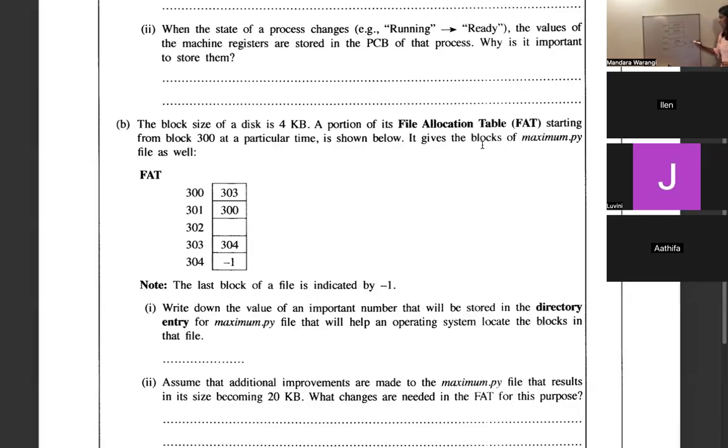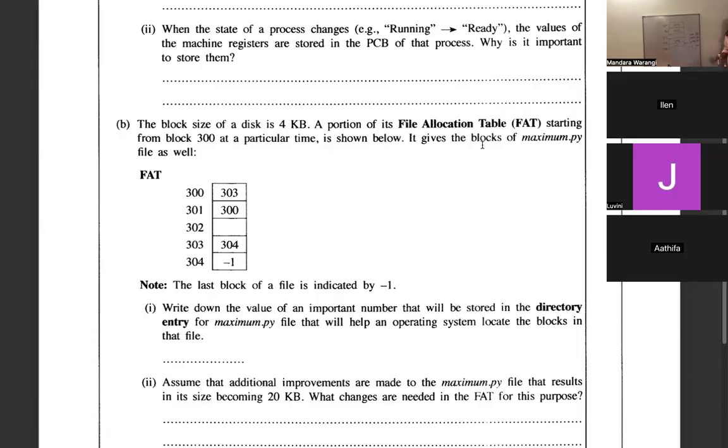So 304 is the block here, and the address here is 304, and this address is 303. So in order to access this, there should be a place where 303 is stored. 303 is stored in 300, which means 303 is the one after that. It's stored in the 300 block. The address is 300. So 300 is stored here. But where is it stored?